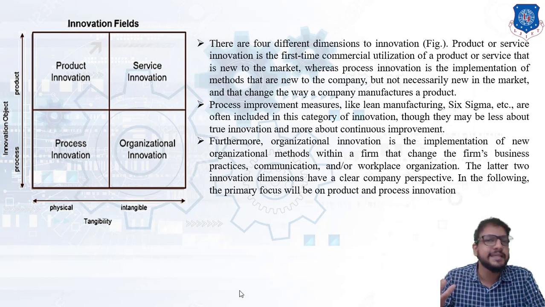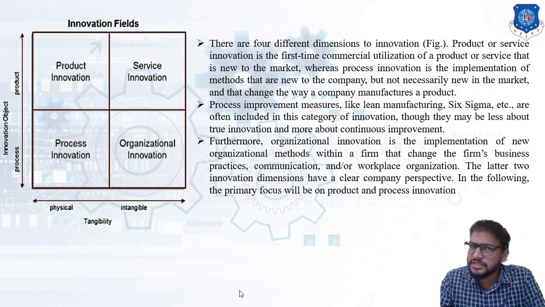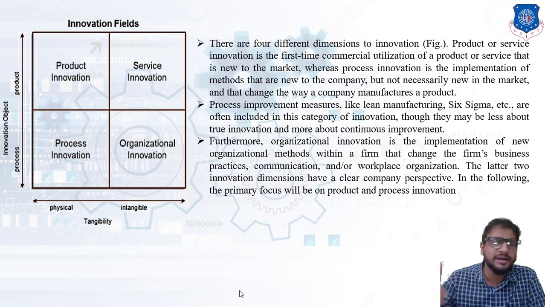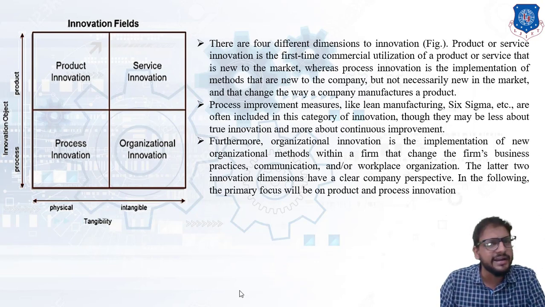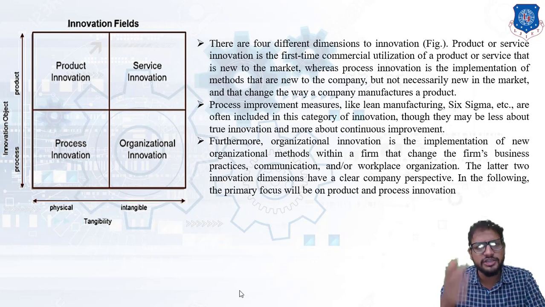For example, Six Sigma. Some of the companies use the Six Sigma technique, some of the companies do not, right? A lean manufacturing technique: one of the companies uses lean manufacturing, another one is not using it. So the one which is not using it, if it implements that technique, we can say that it has done a process innovation. This would be a process innovation for that company. So it is written over here.